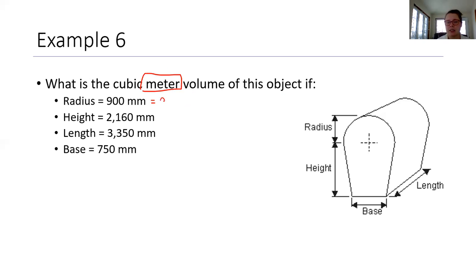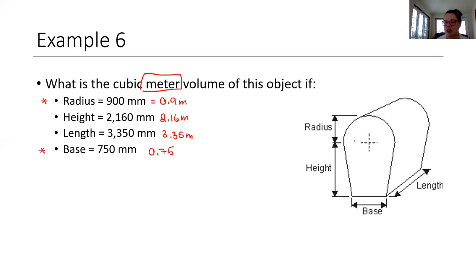So our radius is 0.9 meters. The height is 2.16 meters, 3.35 meters, and 0.75. Just as a tip, the numbers that people convert wrong tend to be the first and the last one, mostly because they'll put 0.9 instead of 0.09. So watch for that. Little thing to keep an eye out for is making sure you move the decimal the right number of places.